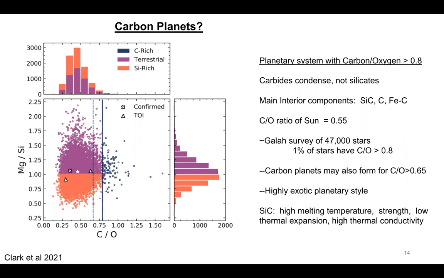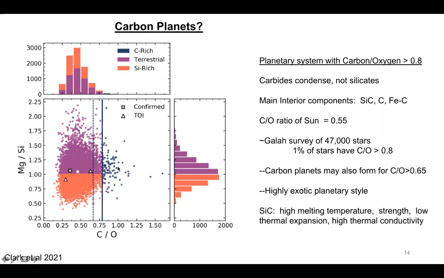Now, the carbon-oxygen ratio of the sun is 0.55, so it's considerably lower than this high value. Very recently, a paper was published, a survey of 47,000 stars, and they determined the carbon-oxygen ratio of some subset of these. They couldn't determine it for all of them. So not a lot of them have this high carbon-to-oxygen ratio, actually about 1%, and those are indicated by these open symbols here.